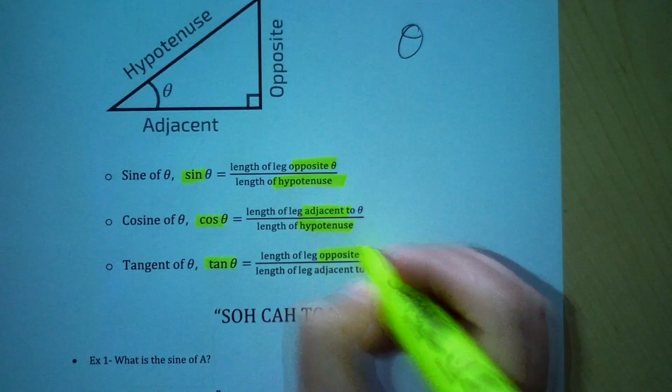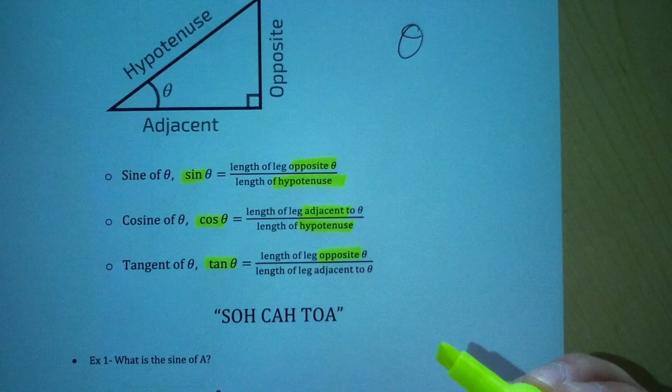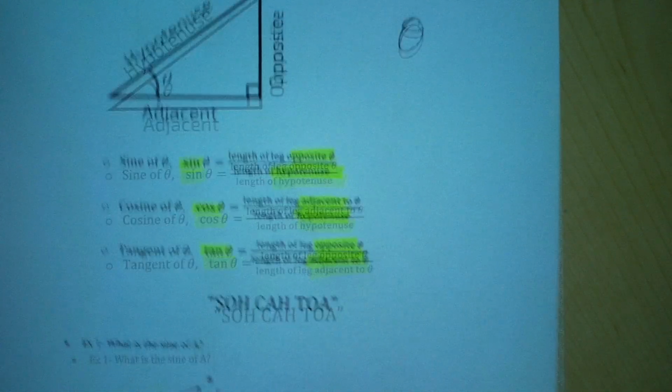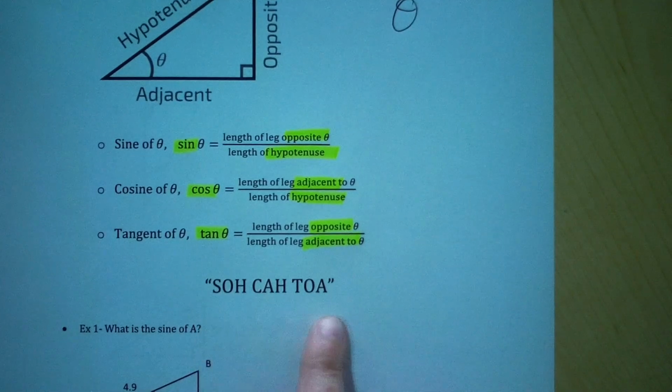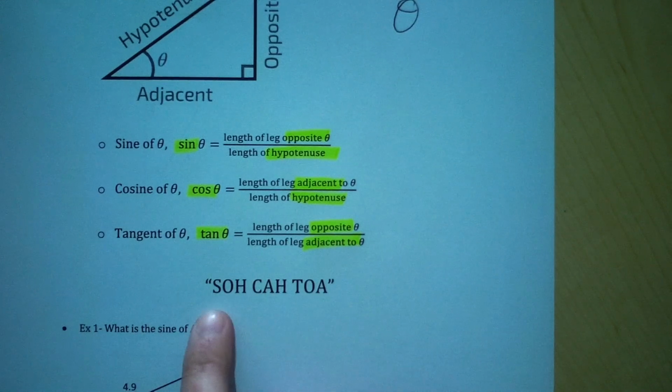Now that's a lot to remember, so they use a phrase to help you remember this. If you've ever heard someone say SOHCAHTOA before, that's just a way of remembering what goes with what here. So SOH stands for the one with the sine. Sine is opposite over hypotenuse, so that's why they have SOH, for opposite and hypotenuse.